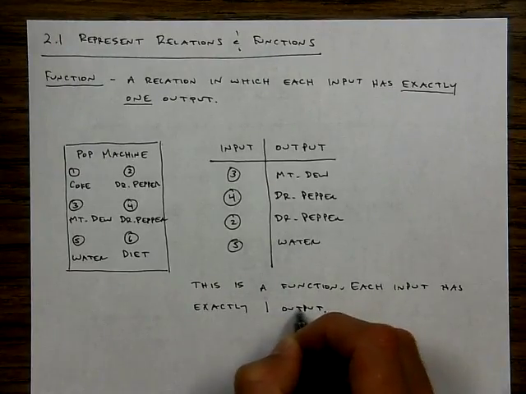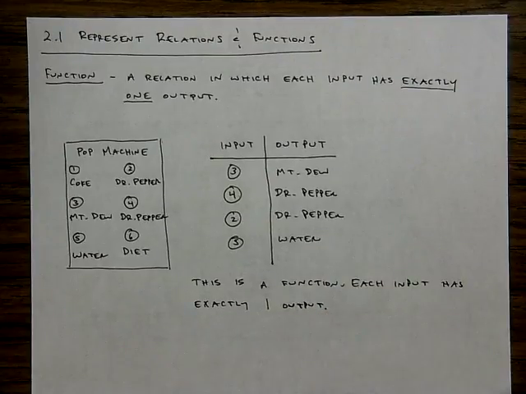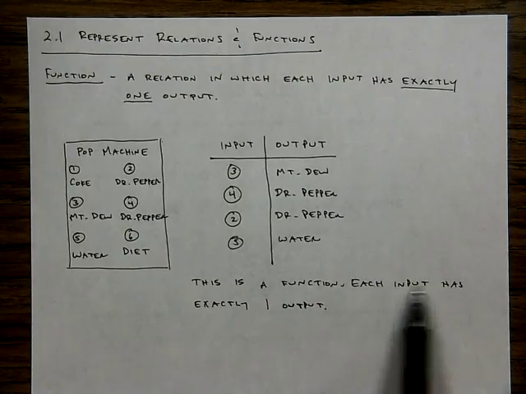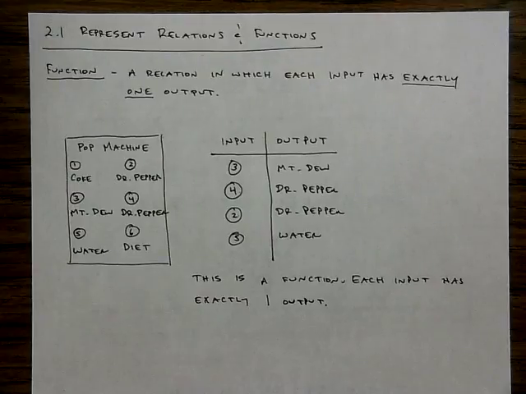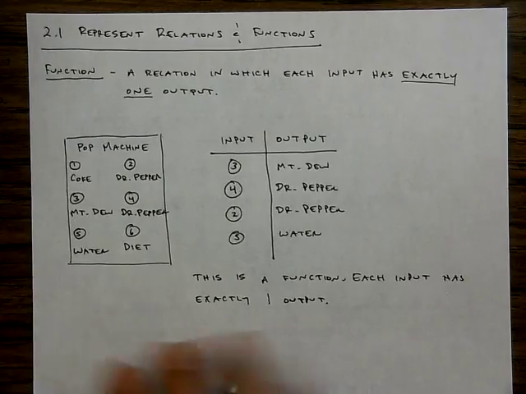A lot of times in this video or in the worksheet that you are going to do, it'll ask you, is it a function, yes or no, and then it'll ask you to explain. When you explain, if it is a function, you'll simply say each input has exactly one output. All right, so now I want to look at one that is not a function.